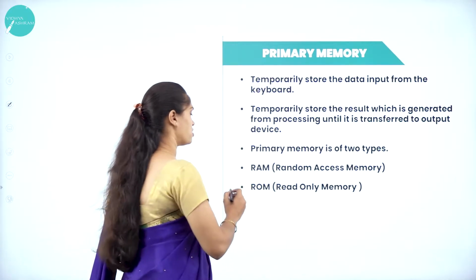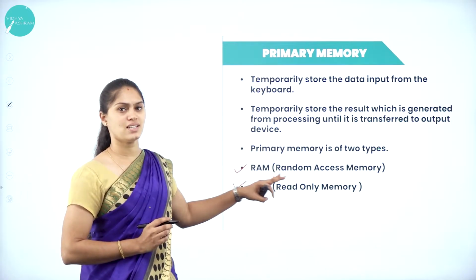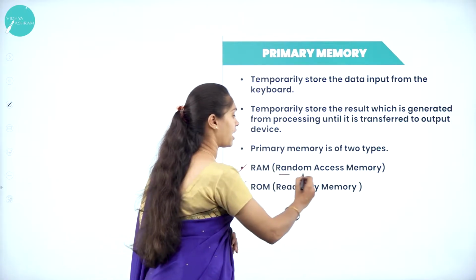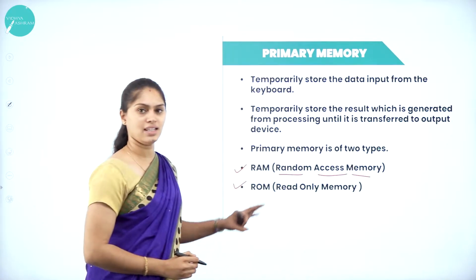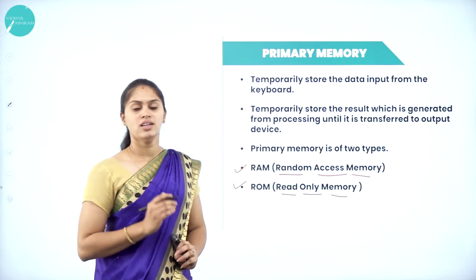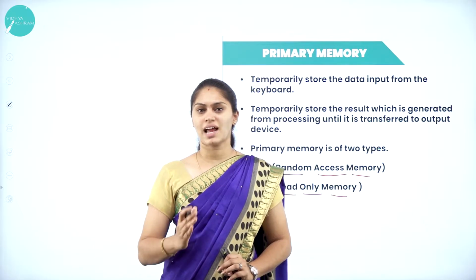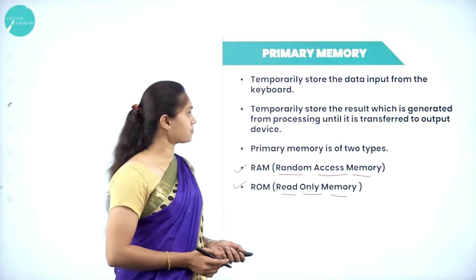Then what are the types of primary memory? RAM and ROM. So what is this RAM? That is nothing but random access memory. And this ROM is nothing but read-only memory. So primary memory is further classified into two types, that is RAM and ROM.